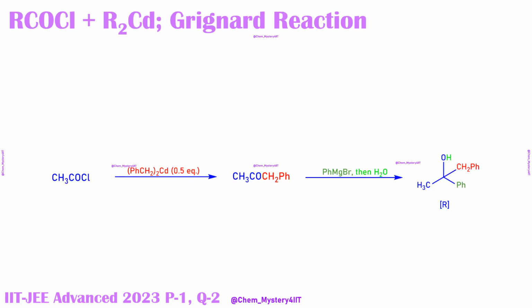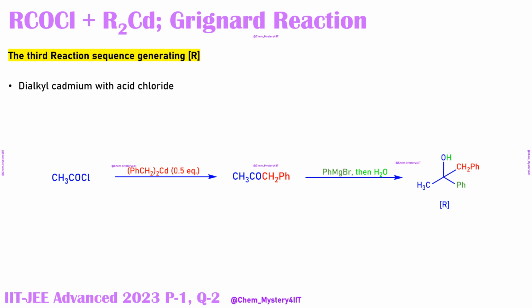Moving on to the next option, here we have the acid chloride we started with from the beginning. Here we have 2 different kinds of reactions. Number 1, we react the acid chloride with dialkyl cadmium in the first step, and then we react the aldehyde or ketone generated with the Grignard reagent. So coming to the first point, when we use the dialkyl cadmium, what will happen?